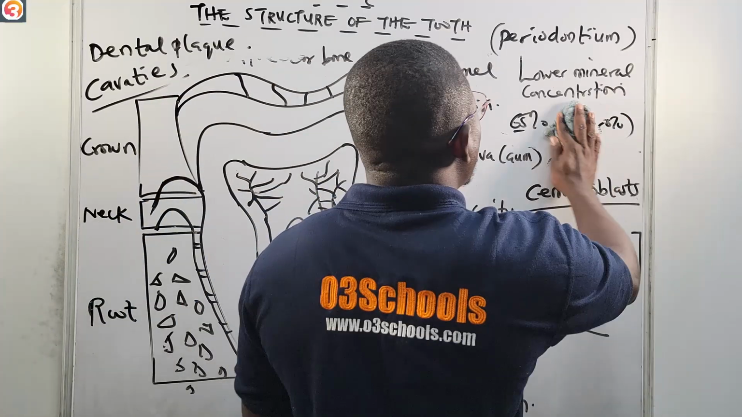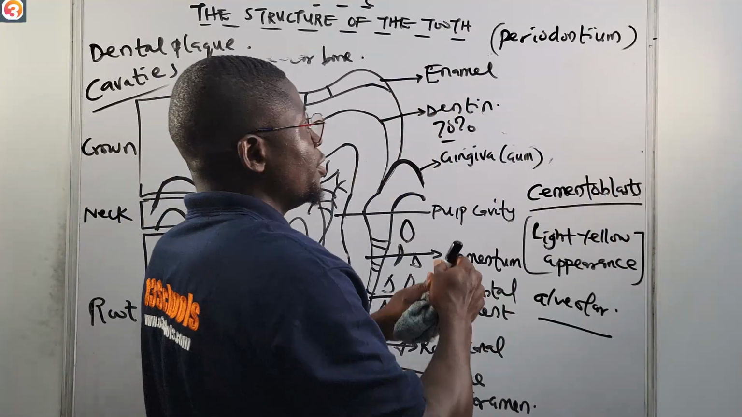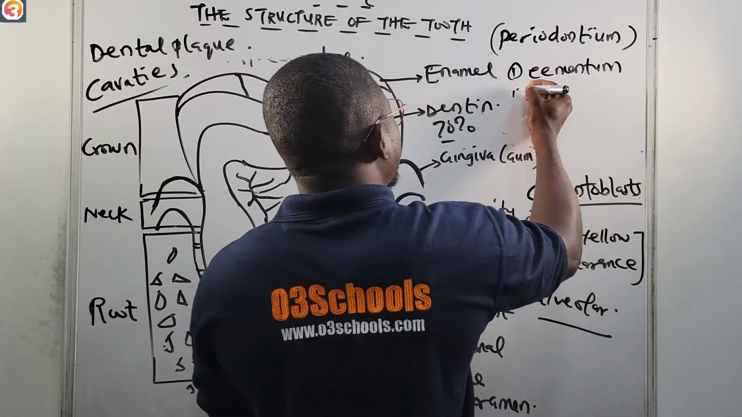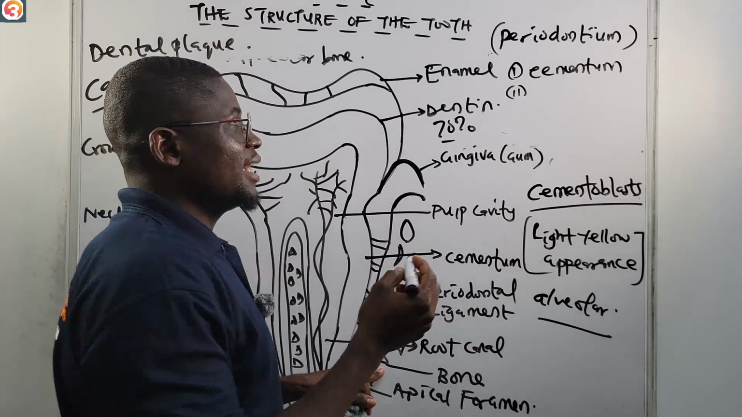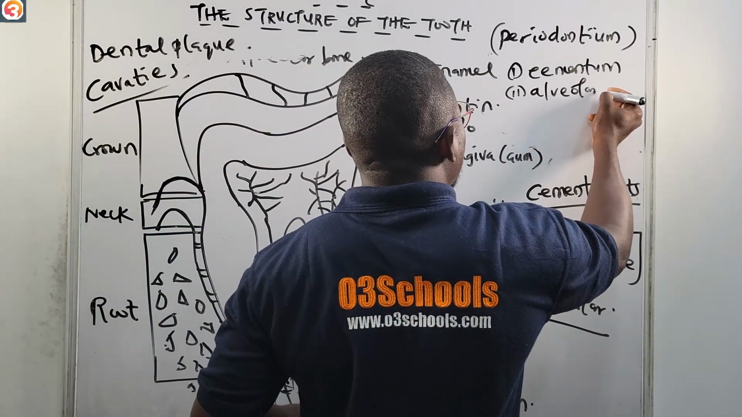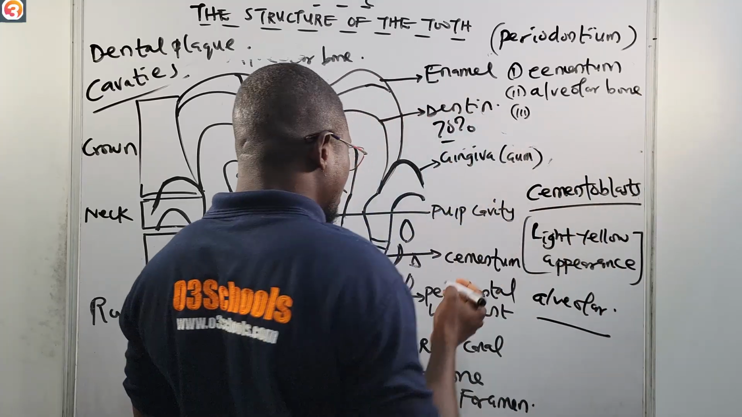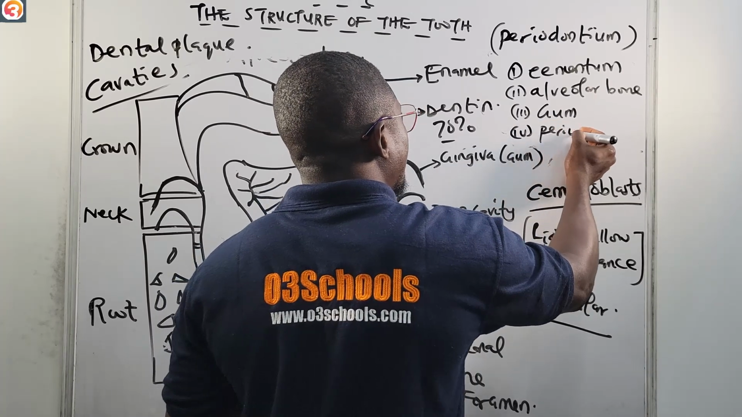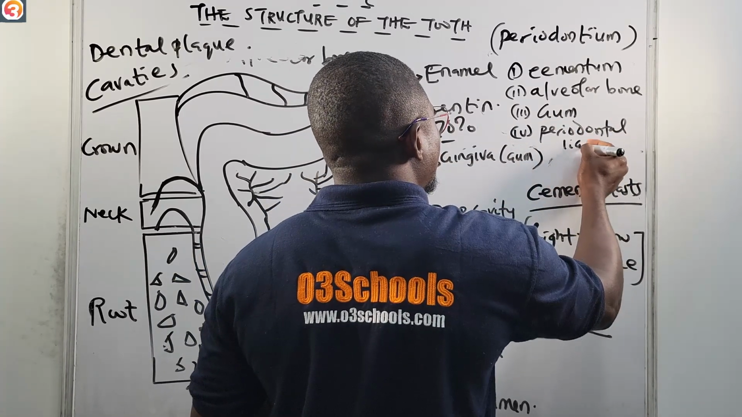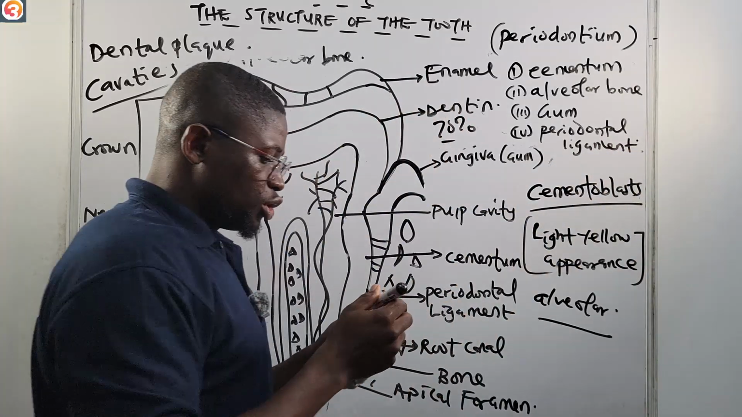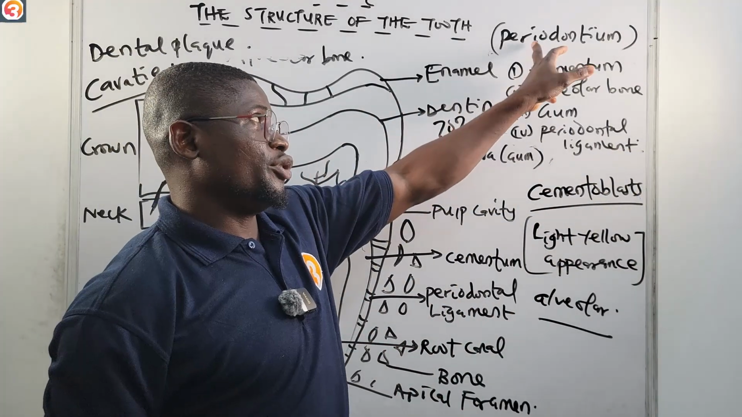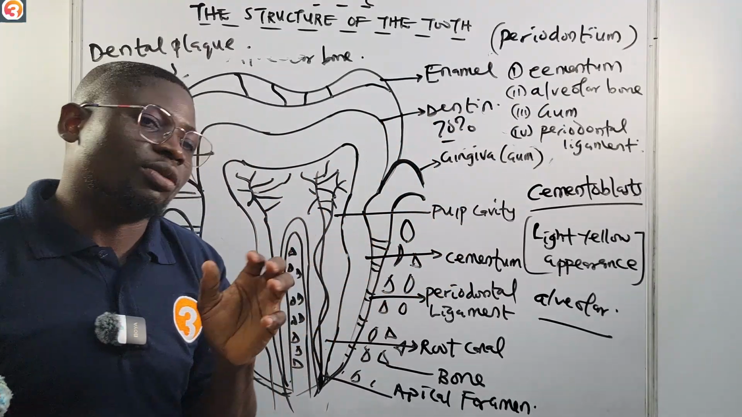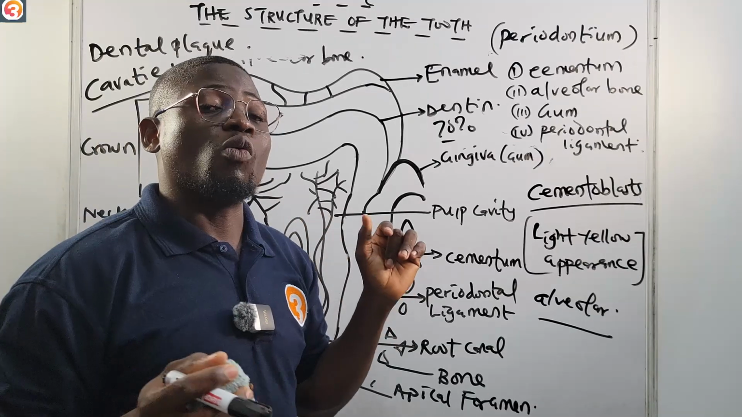The periodontium consists of 4 tissues. One is the cementum. Another one is the alveolar bone. Then number 3, the gum. And then number 4, the periodontal ligaments. So these are the 4 tissues that we call the periodontium. They give the teeth support. That is why you can be walking confidently on the road and your teeth will not fall on the ground.